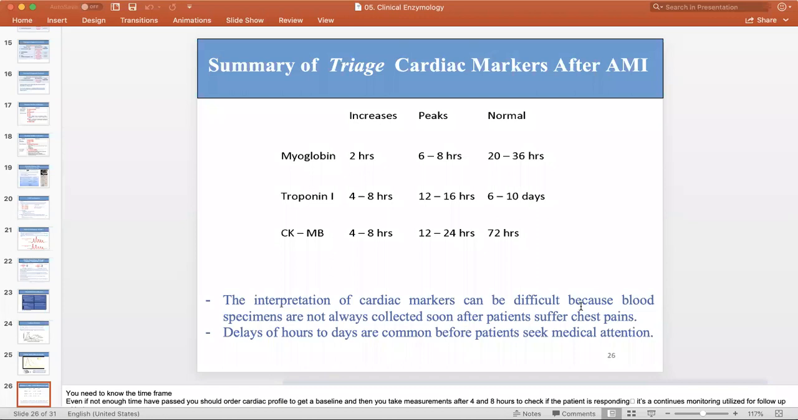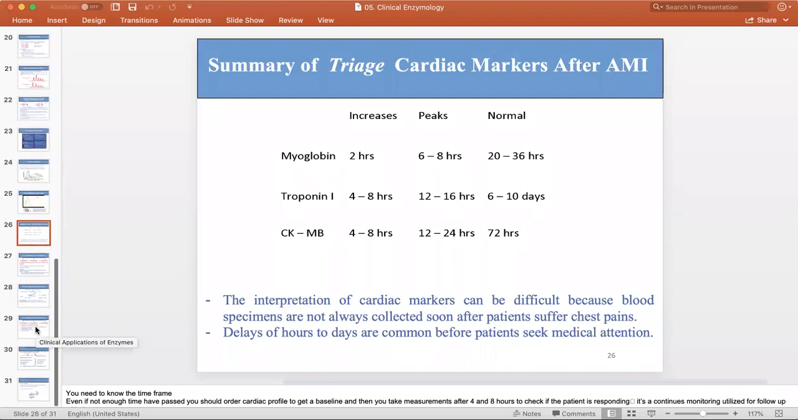Delays of hours to days are common before patients seek medical attention. If a patient is having severe symptoms, then it's normal to present to the emergency department. But if a patient is not having so severe symptoms, just a mild chest pain, the patient can just ignore it. So in these cases, it will be very difficult to diagnose these patients.